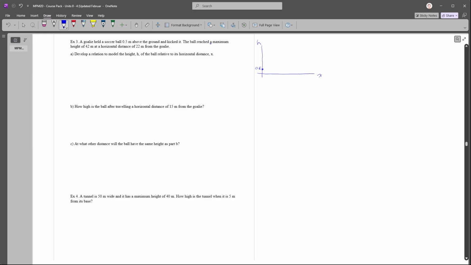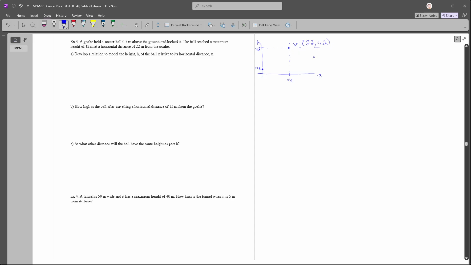And the ball reached its maximum height of 42 meters. So somewhere up here at 42 meters, a distance of 22 meters from the goalie. So 22 meters from here, give or take, right about there. What is that telling us? That's telling me the vertex. The vertex is located at (22, 42).